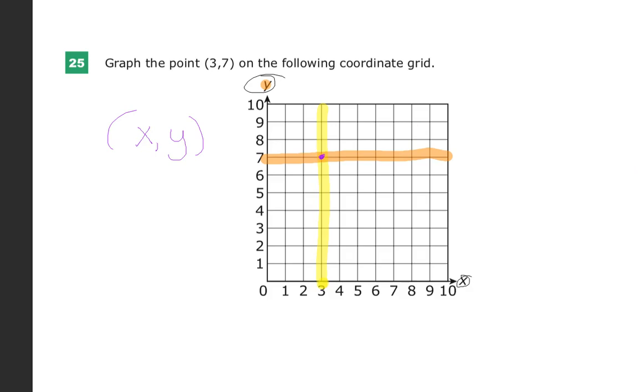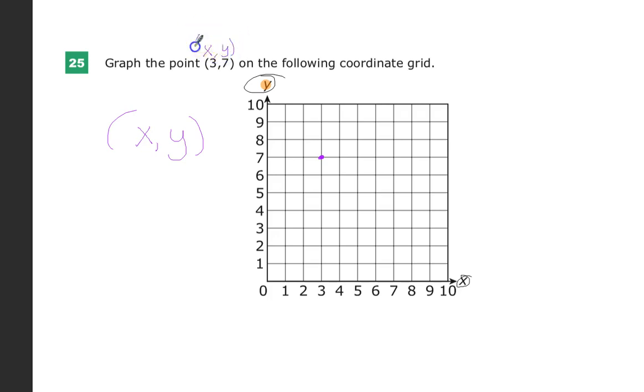And then I could kind of erase my little highlighters a little bit. And I'll put the point back, don't worry. 3, 7, make a dot. And that's it. So just remember, if you want to put the X and Y, hopefully not looking that bad. I can accept a lot of lousy handwriting, but not as bad as that.